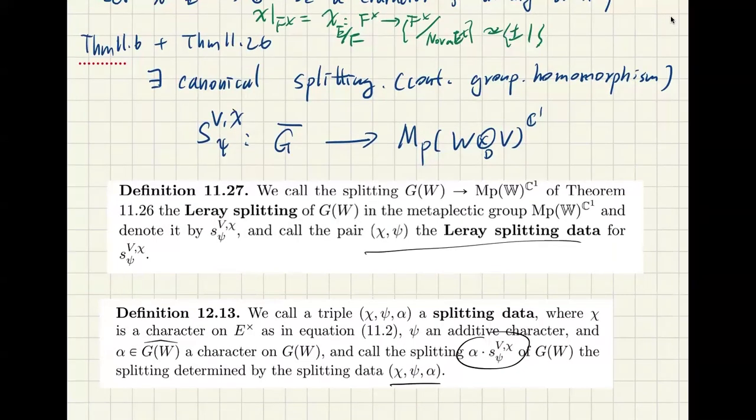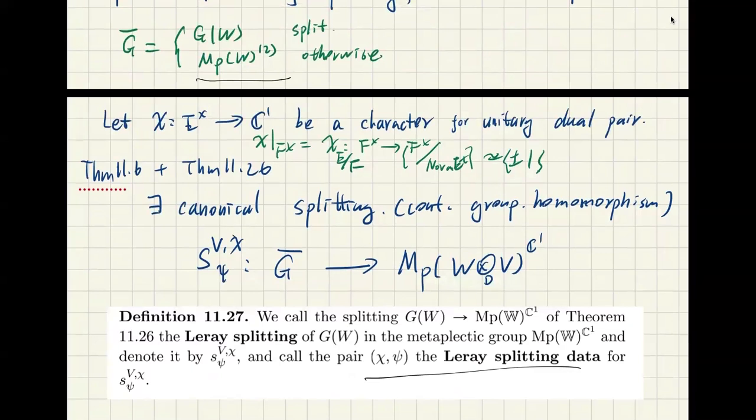All the splittings are given by the canonical splitting times a character of GW. And your chi, you have a lot of choices actually. You only require that its restriction to F cross is the same as, yeah, this is for the local field. This is for the unitary group. For orthogonal and symplectic, you don't have such ambiguity. But if you have different choices, it will give you different splittings.